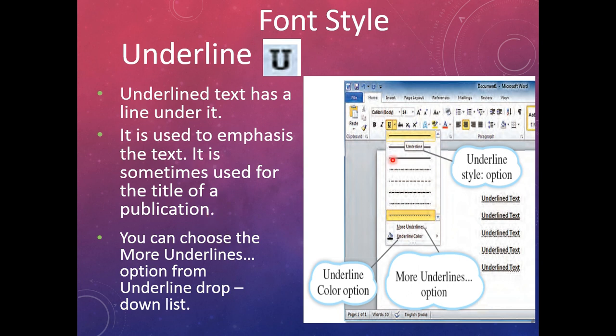And when you click on this, see, this is your underline option. Next to that you can see an arrow. When you click on that arrow, you have different options of underline. Whichever you want, you can select it. And if you want more underline options, you have to click on this more underlines option, and here you can change the color of the underline also. Not the text but the underline color, you can change it from here.